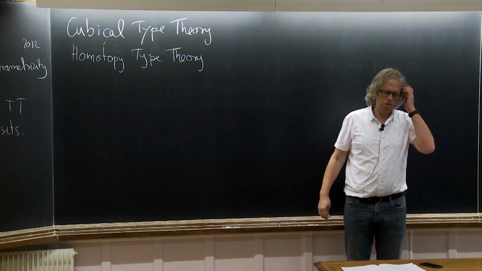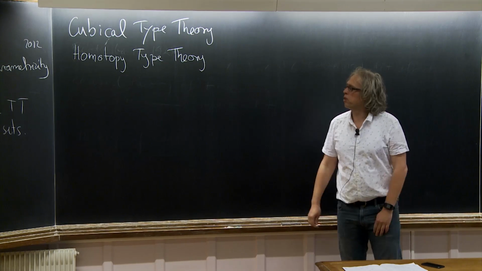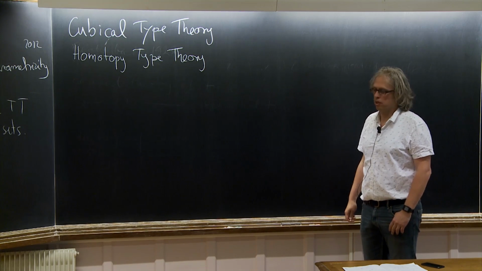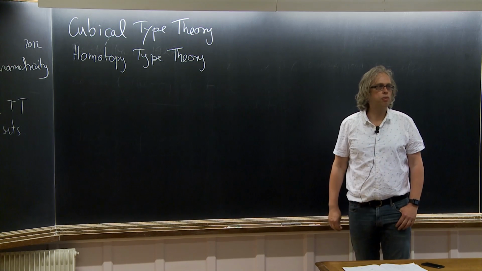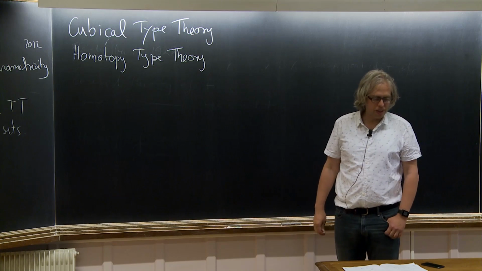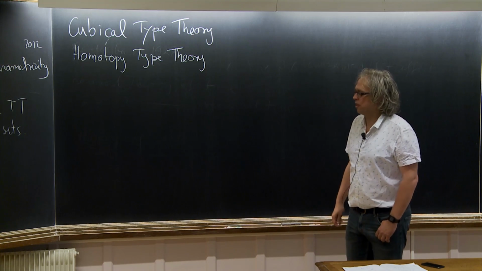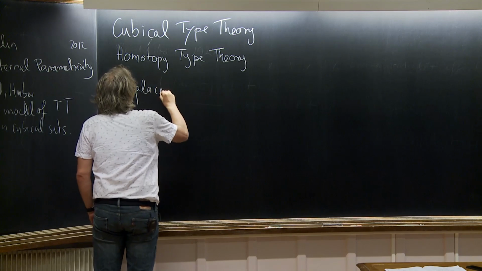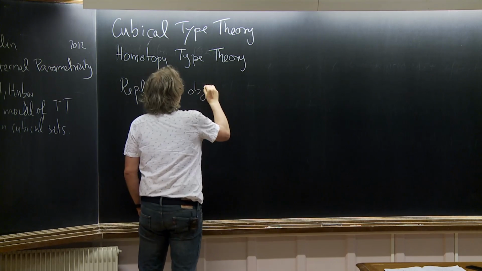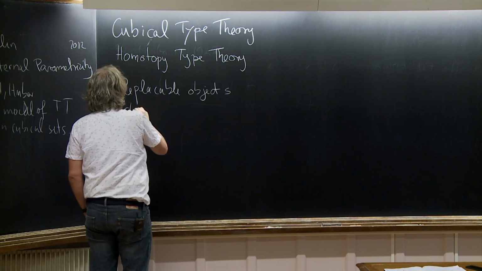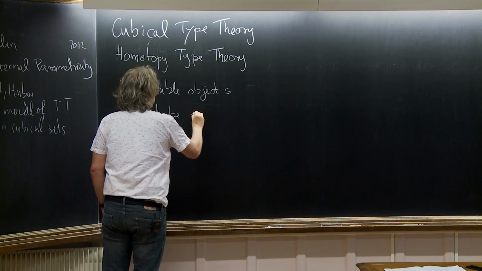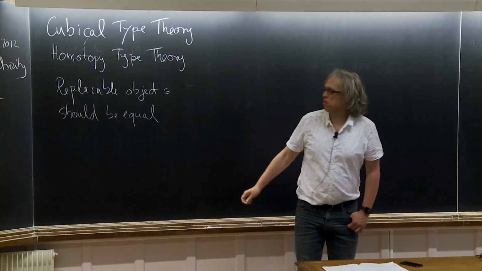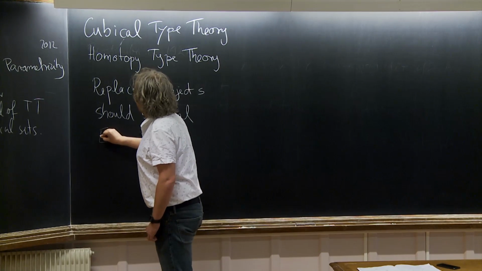So I wanted to present this in some detail, but before I do this, I would like to say some general words about why I think this is quite important and why I think homotopy type theory is the type theory of the future. It is based on a very simple principle, namely replaceable objects should be equal. And this can also be abbreviated with the word extensionality.